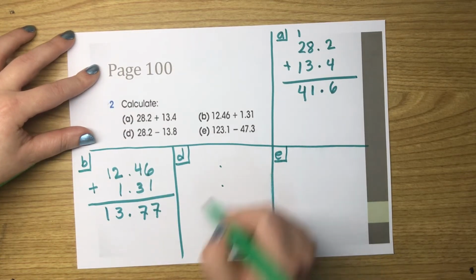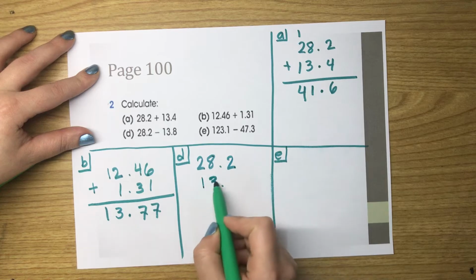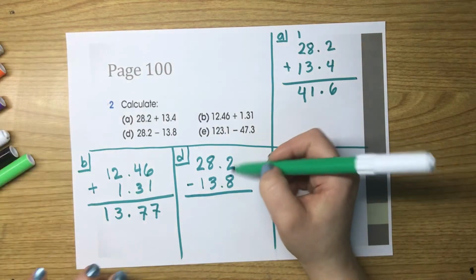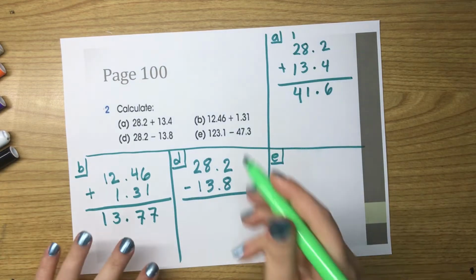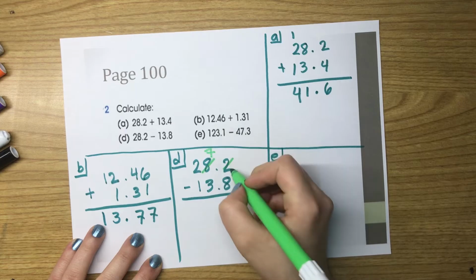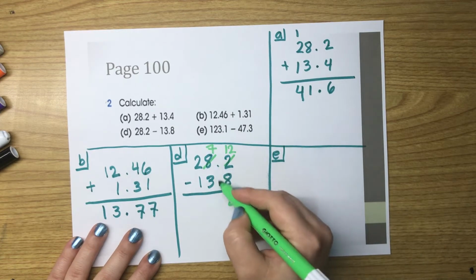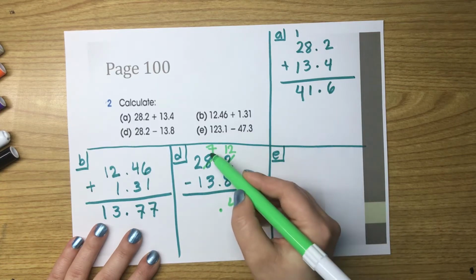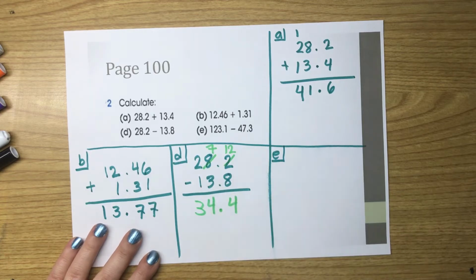Okay, the next one. Points upon each other. 28.2 minus 13.8. We have to subtract. Remember, we can't subtract 8 from 2. So you are going to regroup the 2, taking from the 8. The 8 is going to go into 7. 2 is going to be 12. Now 12 take away 8 equals 4. Put the point down. Okay, save its place. 7 take away 3 equals 4. 3.